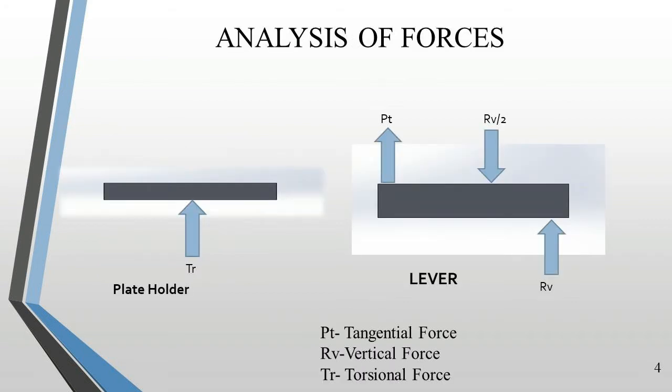Analysis of forces. The analysis of forces consists of first, plate holder. The plate holder is subjected to TR, known as torsional force, and the lever is subjected to PT and RV, known as tangential force and vertical force respectively.